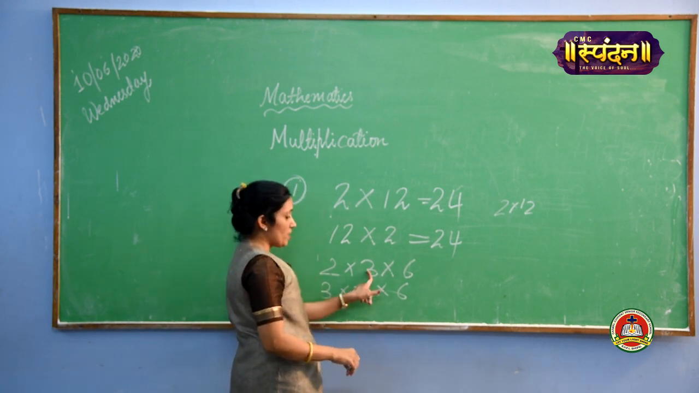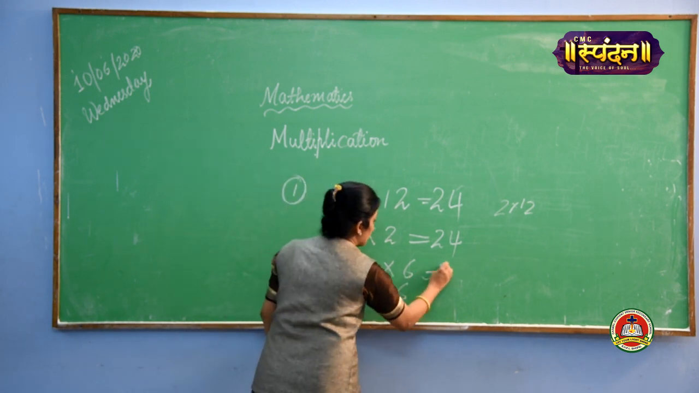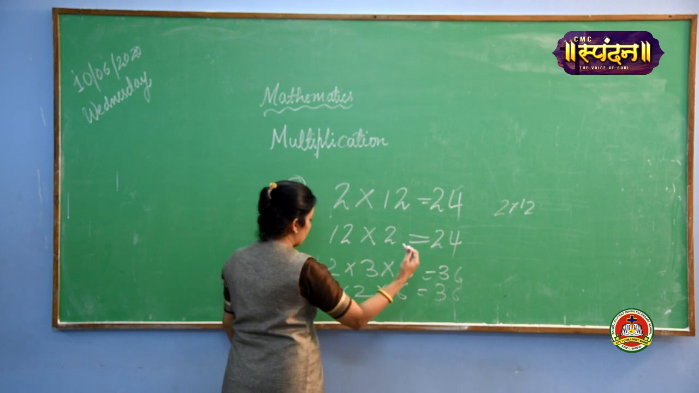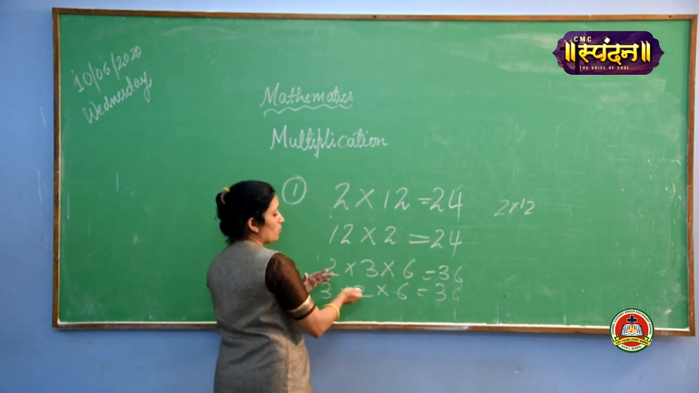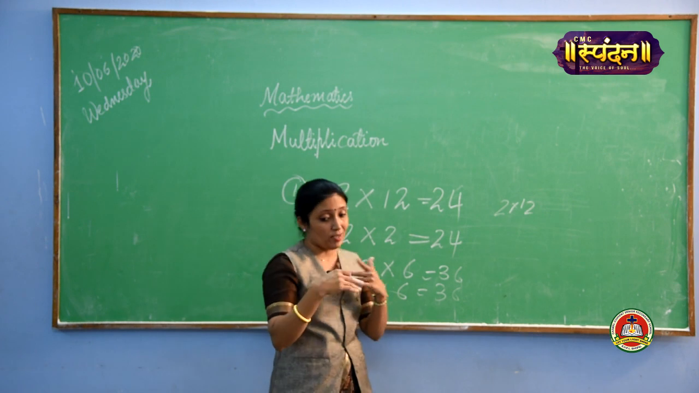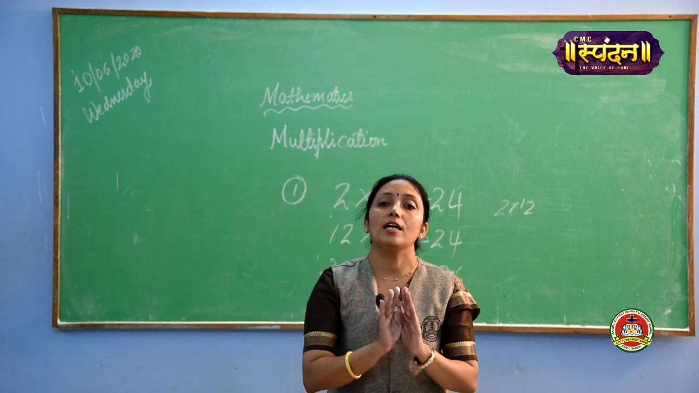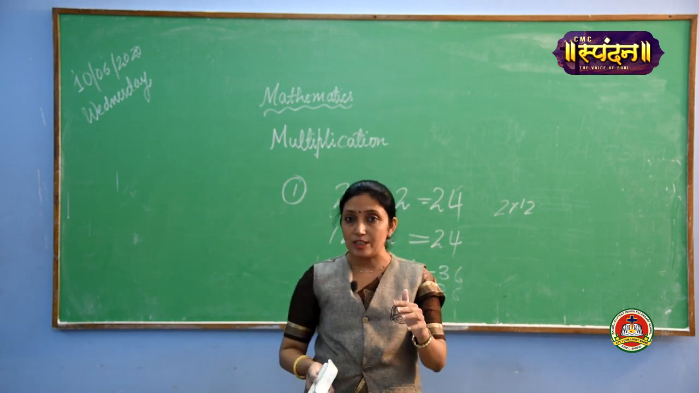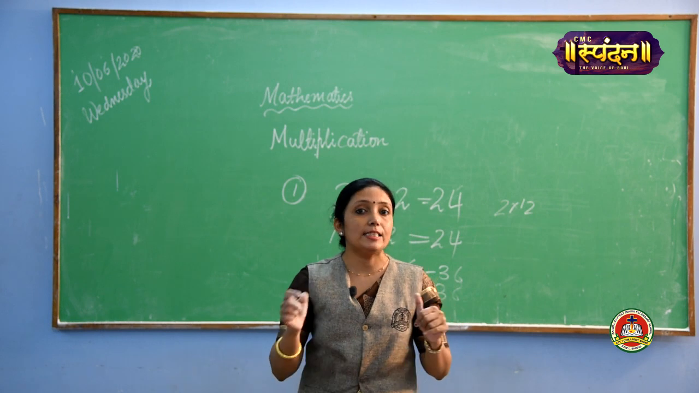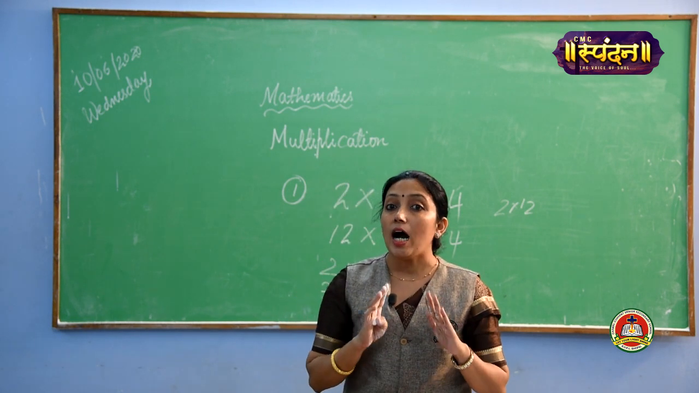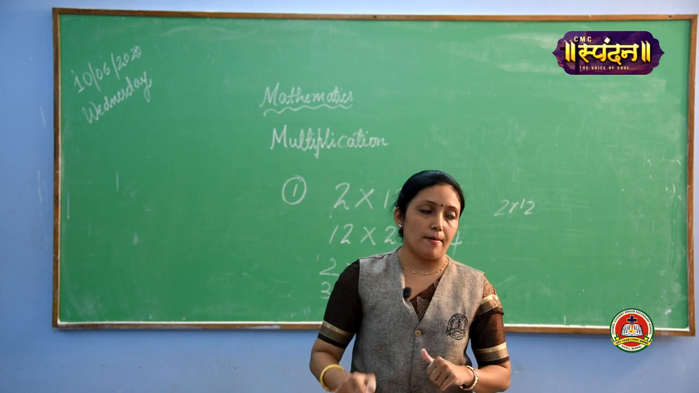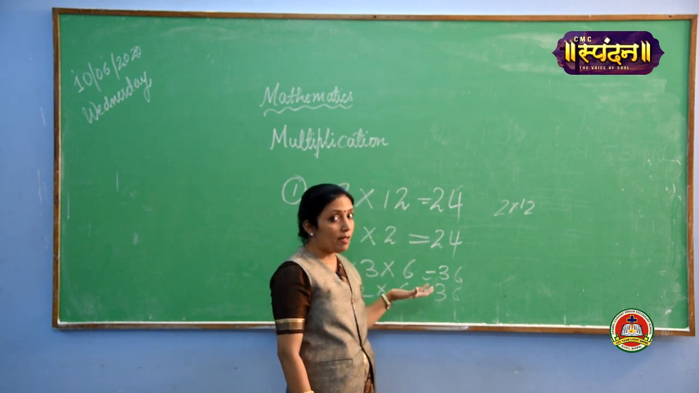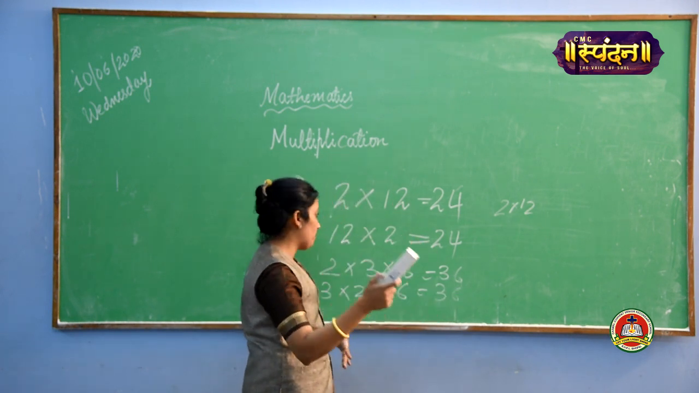That is, 2 threes are 6, 6 sixes are 36. 3 twos are 6, 6 sixes are 36. I can write this in different ways, like 2 into 3 into 6, or 6 into 2 into 3, there are different ways of writing it, but the answer will be the same. So this was the first property which we have done. I suppose this is clear to you, that the first property, interchanging, will not change your answer. The answer will be the same. Okay, let's move on to the second property. This property is clear, now let's see what our second property is.